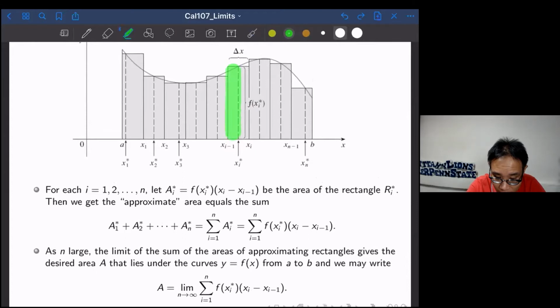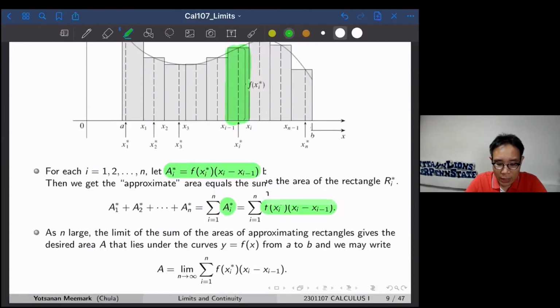Let me highlight this one. Okay, so it's gonna be the green area, AI star. Okay, so this one will give you the area of the green bar here. And if you sum up all the areas A1 star, A2 star until AN star, you're gonna just sum the green guy. So it's gonna be the sum i from 1 to n of AI star. So you're gonna just sum the green guy.